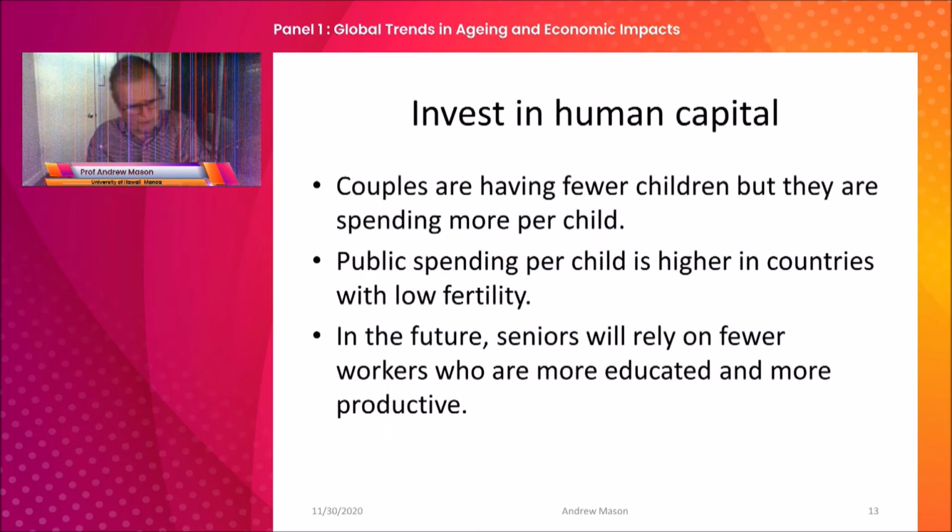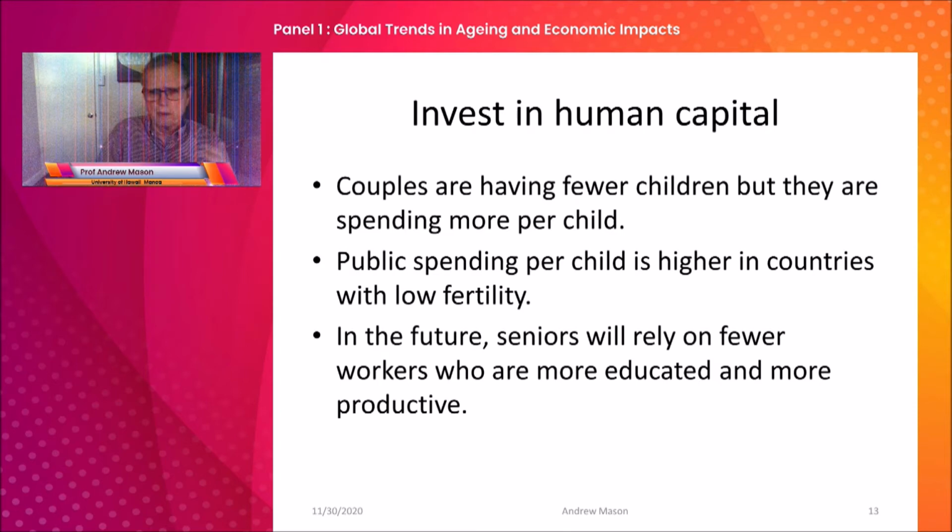So this is the second thing I want to emphasize, which is investment in human capital. So we know that when couples have fewer children, they often spend more per child. It's a logical thing that happens, but it's a good thing because it means that those children can be healthier and they can have more education and be more productive when they get to be older. But we know the same thing happens with public spending per child. We see this in countries around the world, that in countries where fertility is low, public spending per child, particularly on health and education, is higher.